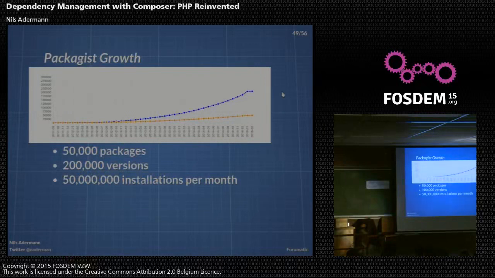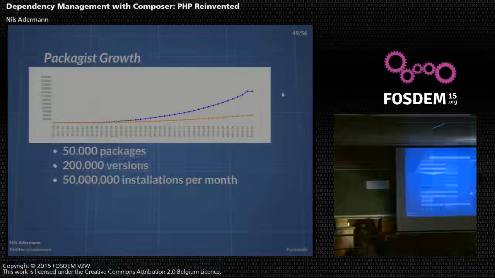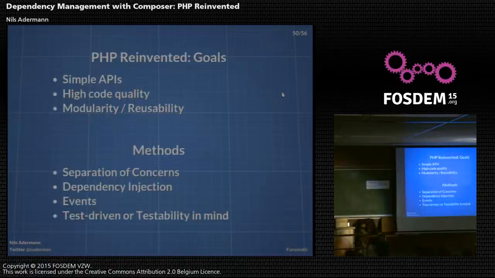We have over 50,000 PHP packages available on Packagist today. So if you're looking for something, it's probably on there already. If you're trying to build something new, maybe take a look, because it's probably on there already. There are over 200,000 versions of these packages. We have reached a point of over 50 million installations per month of individual packages. So the PHP world has been taken by storm by this concept of being able to install their dependencies in such a predictable and easy way. All right, so let's get back to PHP reinvented.